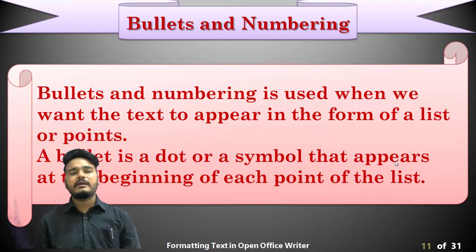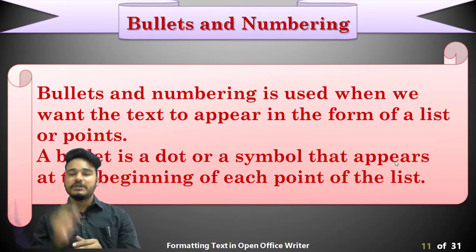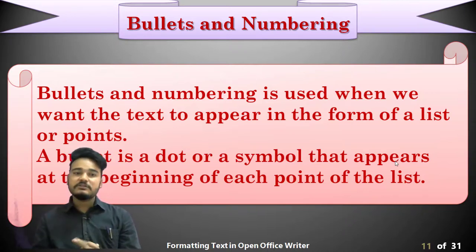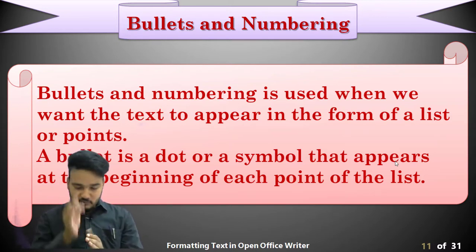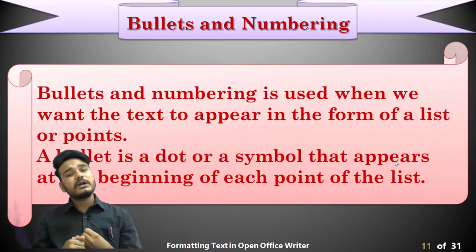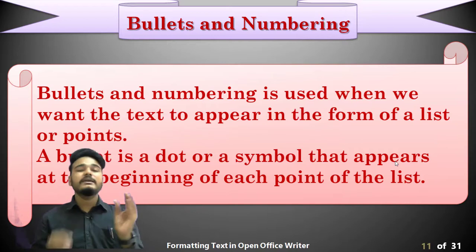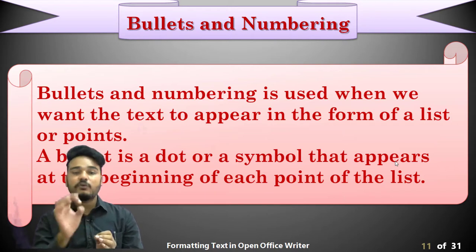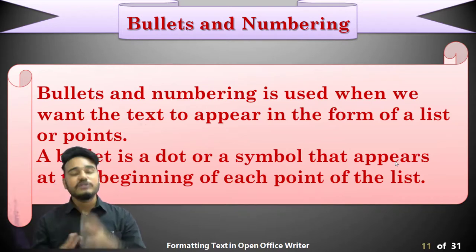Now bullets and numbering. What are these bullets? Not guns. Bullet means the symbols which are used in front of particular text, which is written in one line. So bullets and numbering are used when we want our text to look very good or appear in the form of a list. Bullets are nothing but some dots or some particular symbols that will be added at the beginning of each text or word in your list.